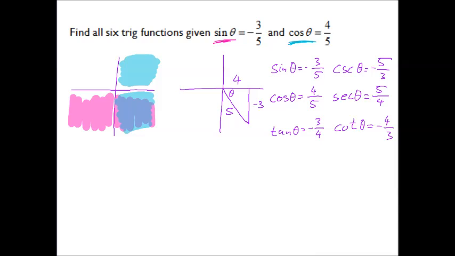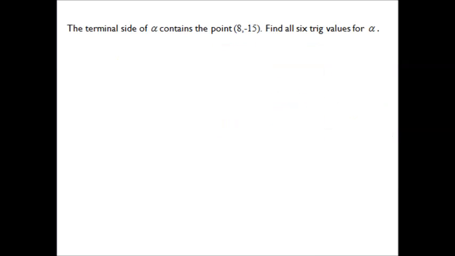And on we move to our last example of the day. This one is a little different. We are only given the terminal side's one point, and we have to find all 6 trig values. But we're going to start the same way again, drawing our coordinate plane and trying to figure out where that point lies. The x-coordinate is positive, the y-coordinate is negative. So we have an angle that lies in the 4th quadrant. This is our angle alpha.